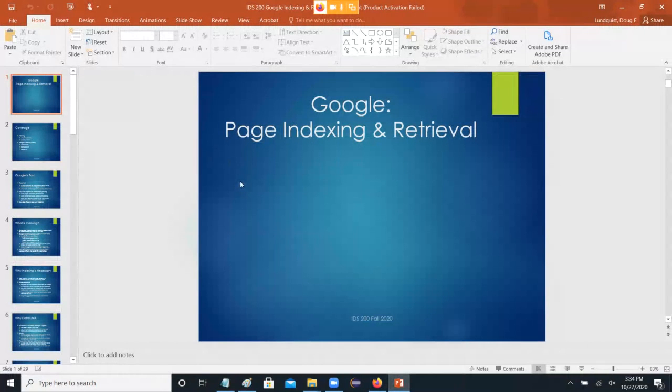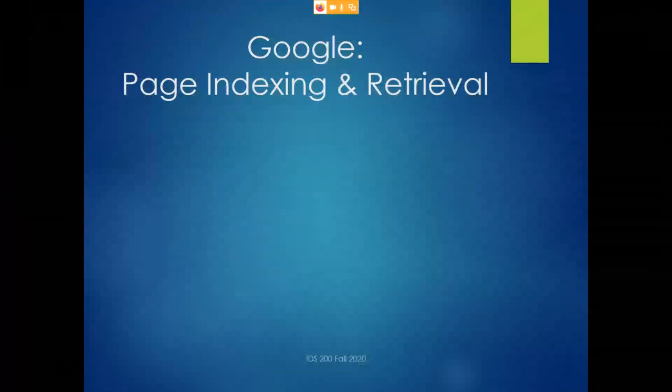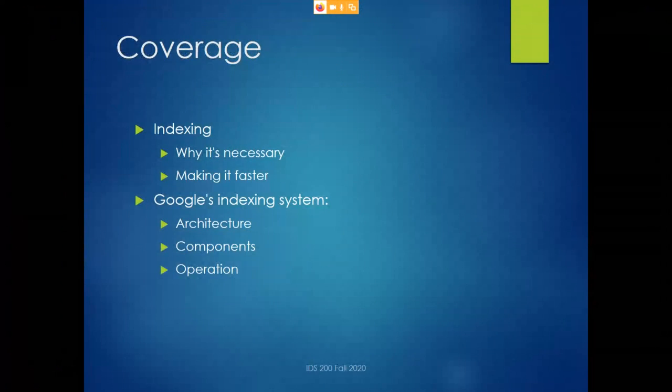Okay, today's lecture will begin on page indexing and retrieval, and this is the core of all the stuff that Google does, how they go about grabbing the data and storing it in their index and then retrieving it when people launch search queries. So, we'll first talk about indexing, why it's necessary, and some general techniques for making it faster. Then we'll get into the specific details of how Google follows along with that. So, Google's indexing systems architecture, the components that build it, and how it works.